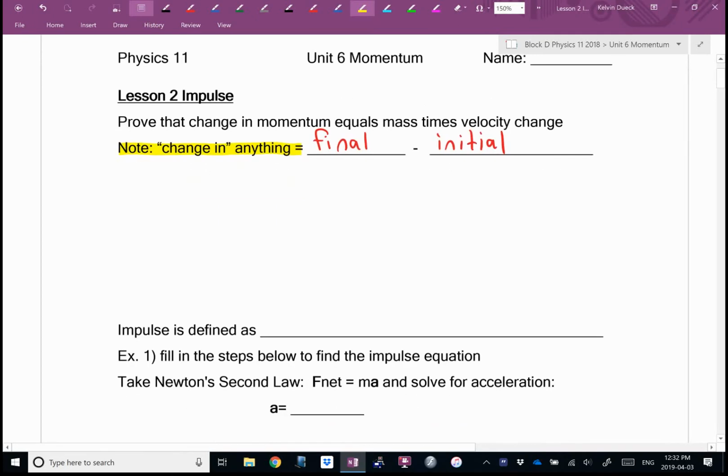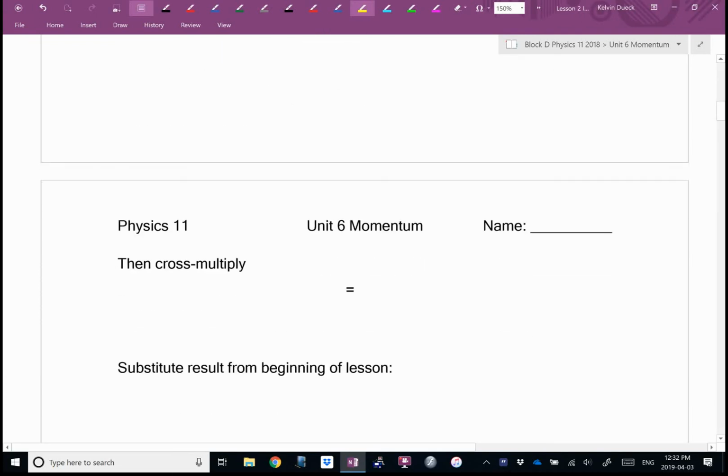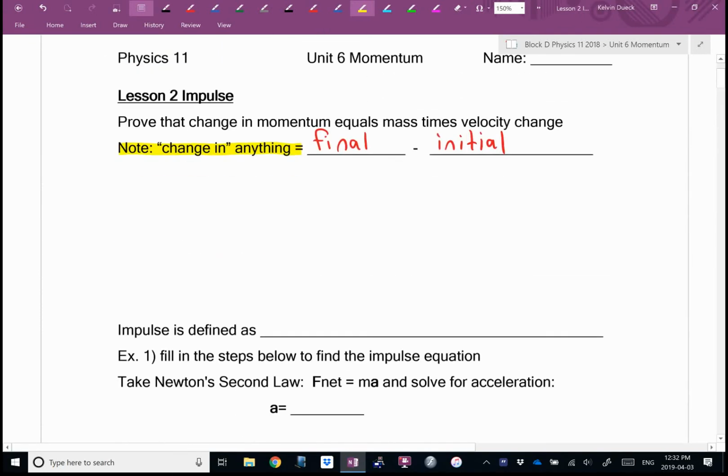It says prove that change in momentum equals mass times velocity change. There's a symbol for change in. Does anybody remember what the symbol is? Yeah, delta is the fancy term, but yeah, triangle. So you ready? We want to prove that change in momentum equals mass times change in velocity. Because I'm trying to prove it, I'll put a little question mark above the equal sign. Are they the same?